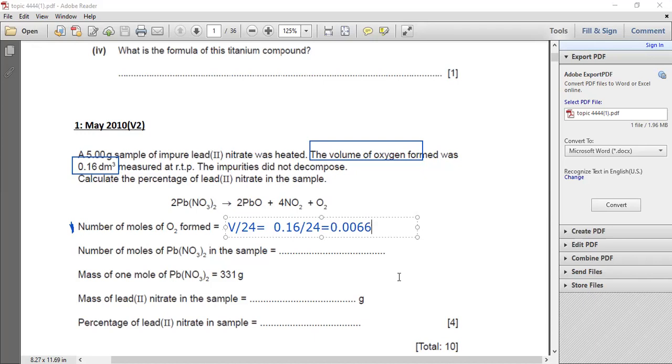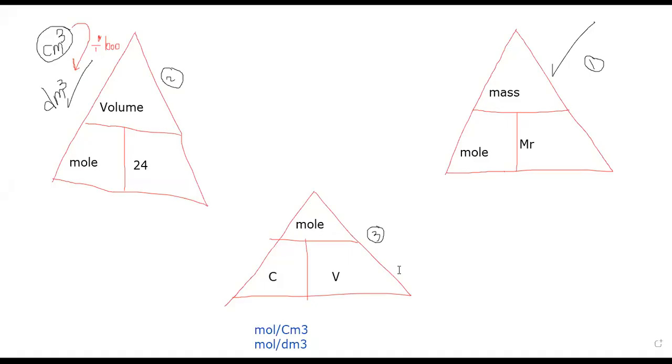0.0066. Talal, you asked me about the triangles. You need the triangle, Talal? Yes, mister. Okay. You need to take a picture of the triangles? Yes, I already took it. Okay. Thank you. Done? Okay.